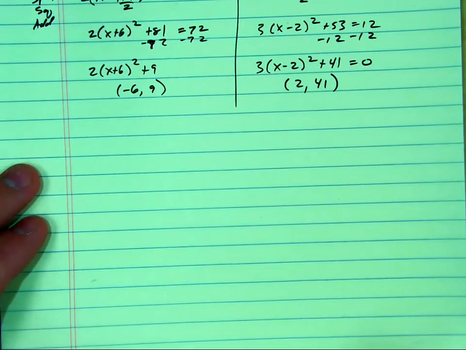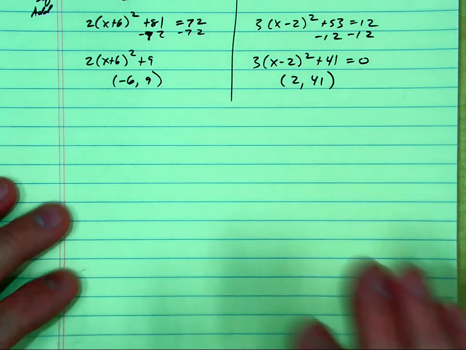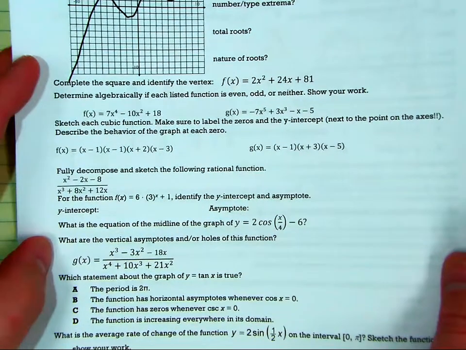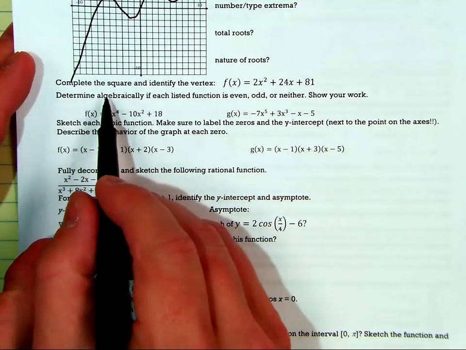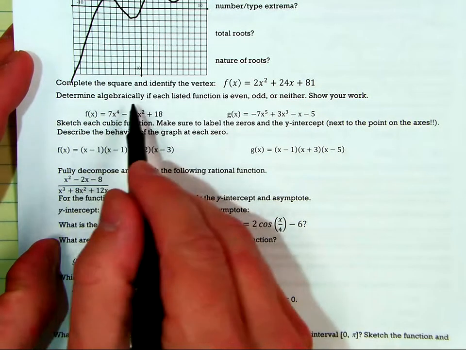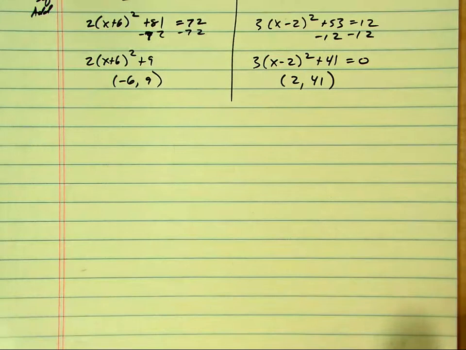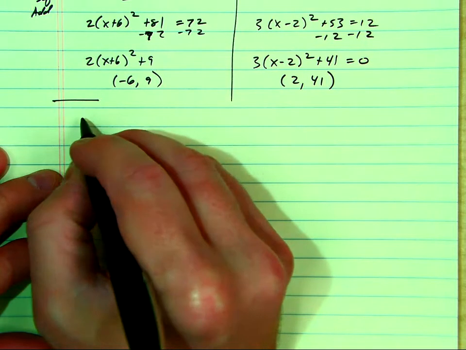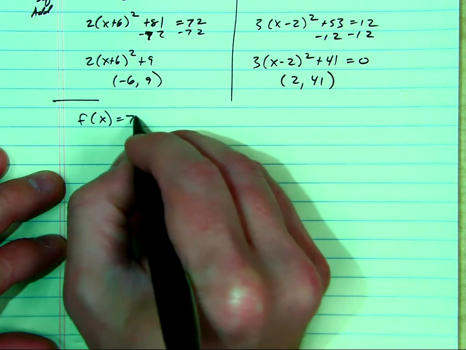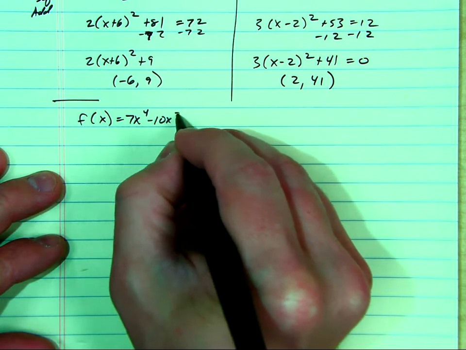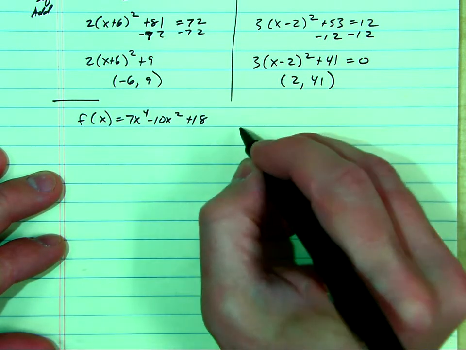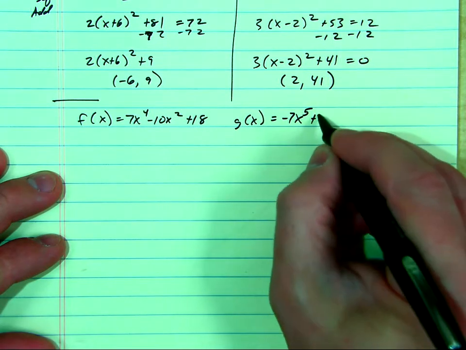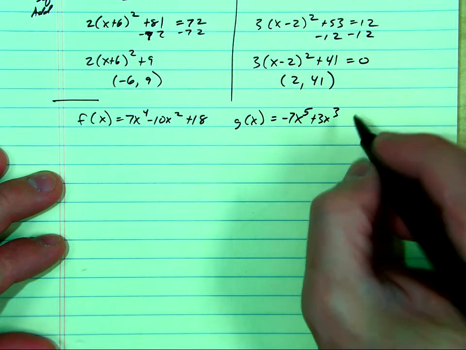Alright, let's keep going. On to the next one. Determine algebraically if the function is listed as even, odd, or neither. Now, if you remember the shortcut, use the shortcut. But I'm going to show you determine algebraically because you're going to have to figure this out and show that. So here is the first equation. F of x equals 7x to the 4th minus 10x squared plus 18. The second equation is g of x equals negative 7x to the 5th plus 3x cubed minus x minus 5.